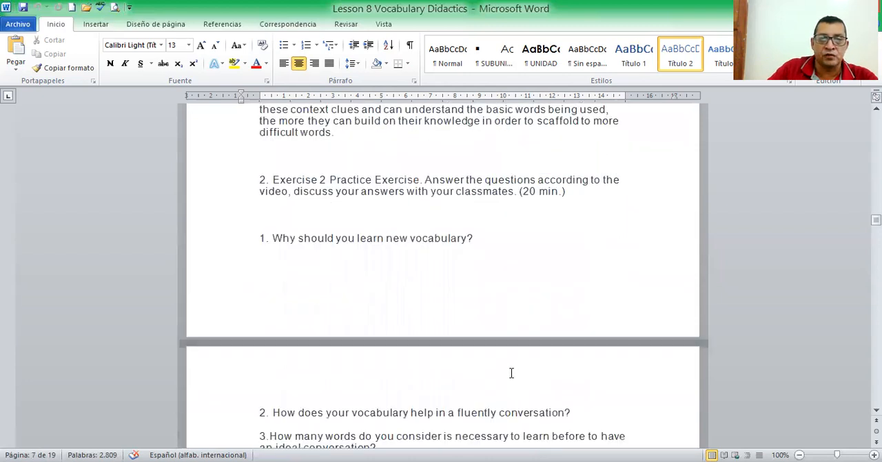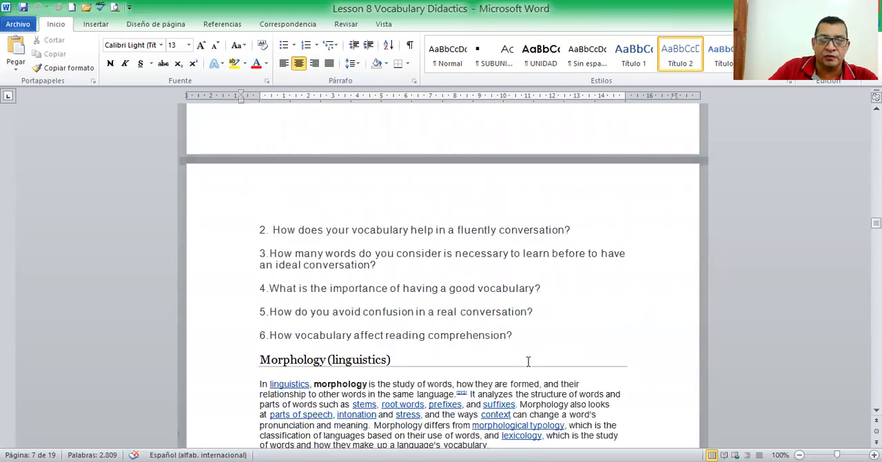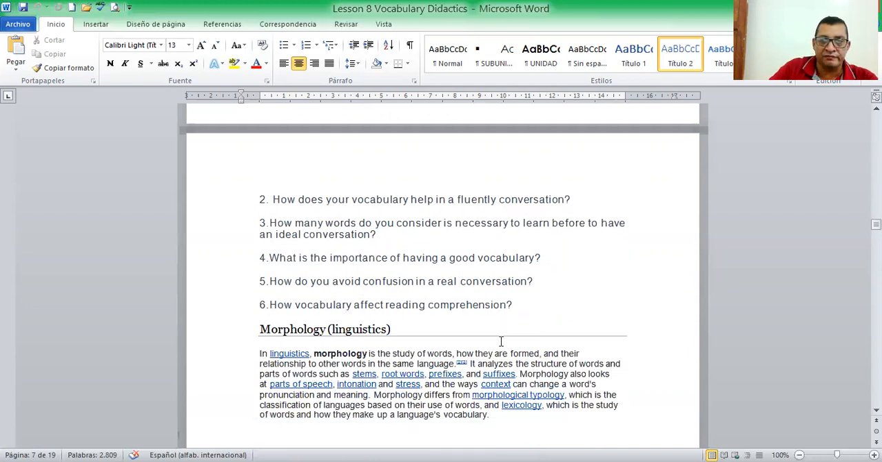Why should you learn new vocabulary? How does your vocabulary help in a fluent conversation? How many words do you consider necessary to learn before having an ideal conversation? What is the importance of having a good vocabulary? How do you avoid confusion in a real conversation? And how does vocabulary affect comprehension?